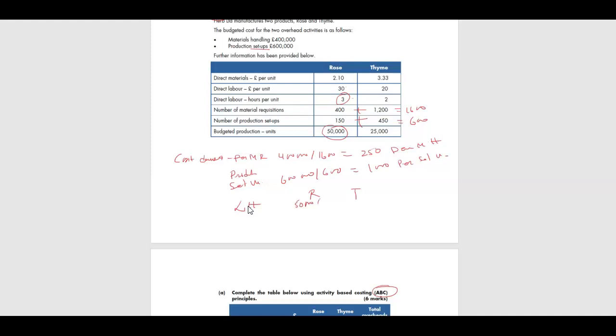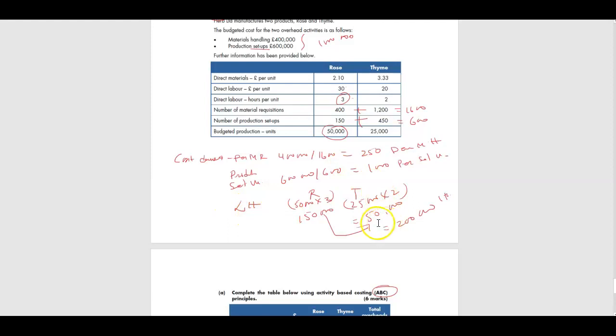And for the T we can see we need 2 hours for 25,000 units, so 25,000 units times 2 gives me 50,000, and if I add this to 150,000, that will give me 200,000 hours total. So my total overhead is 1 million, isn't it? If I add this to 400,000 plus 600,000, that's 1 million. Then we have to split between rows and theme based on their hour requirement. So R needs 150,000 hours and the T needs 50,000 hours.